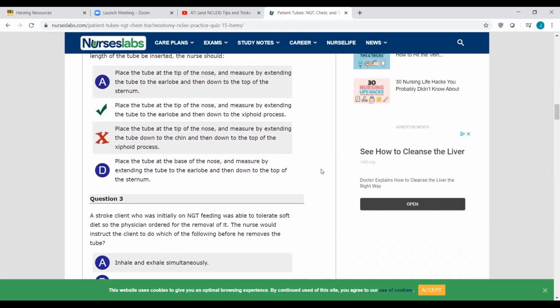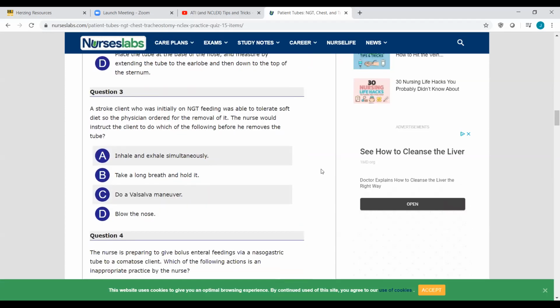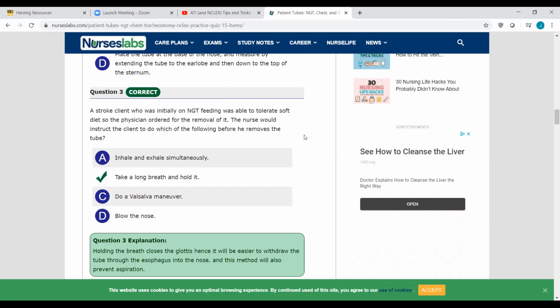That's okay. All right, and then this one says a stroke client who was initially on NG tube feedings, they were getting nasogastric tube feedings. They were able to tolerate a soft diet, so the physician ordered to take it out. The nurse would instruct the client to do which of the following before he removes the tube? D. B. Okay, good job.